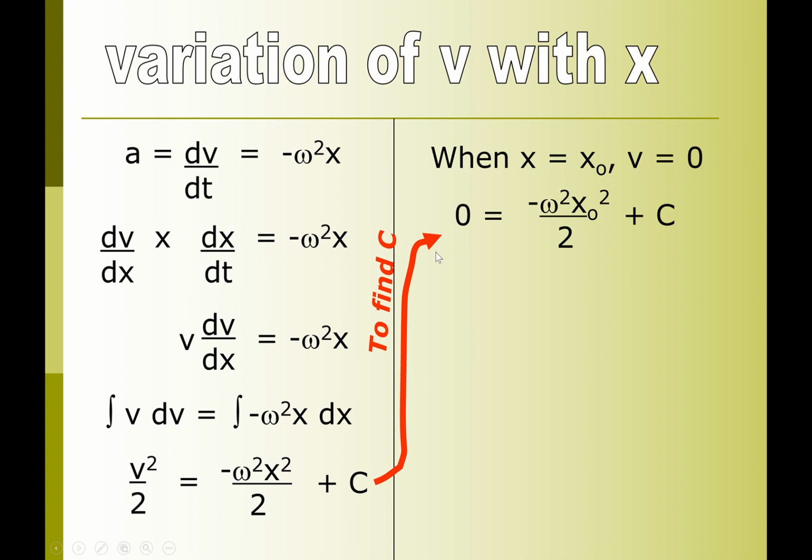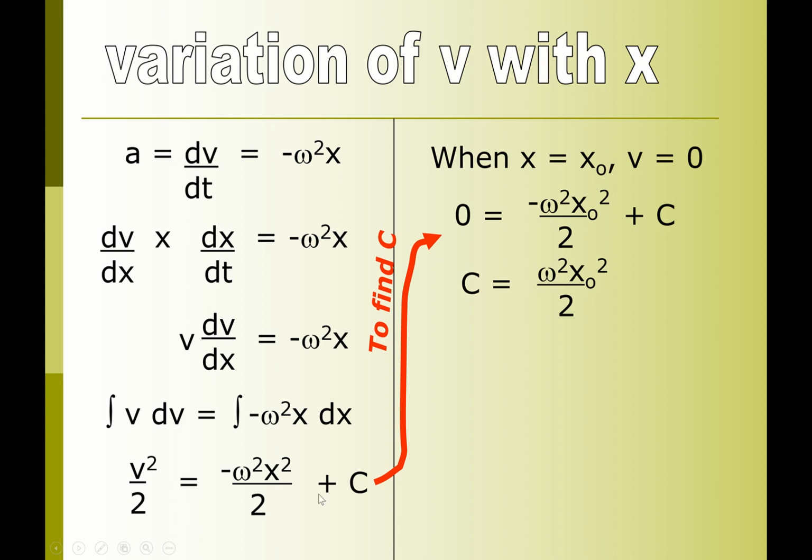Since v equals 0, this term becomes 0. Then for negative omega squared x, we substitute x naught into x, and we get negative omega squared x naught squared per 2, then plus c. We rearrange this expression, and c equals omega squared x naught squared per 2. So this is the constant c.